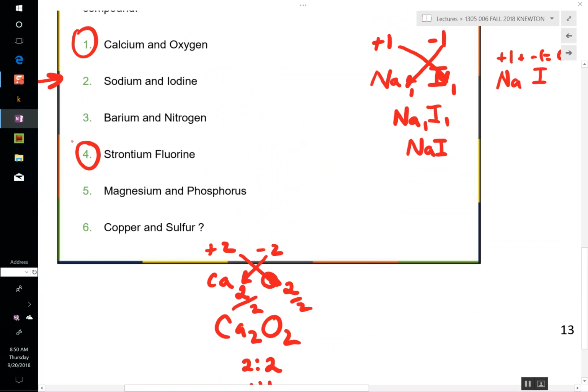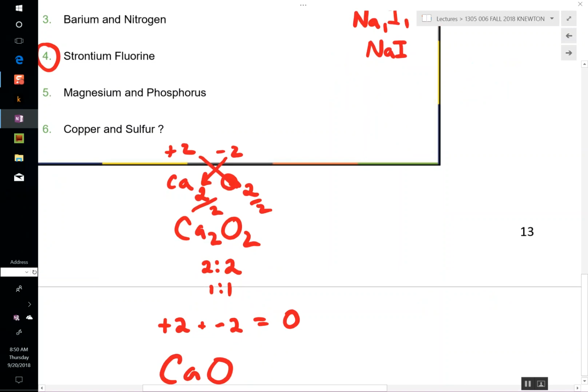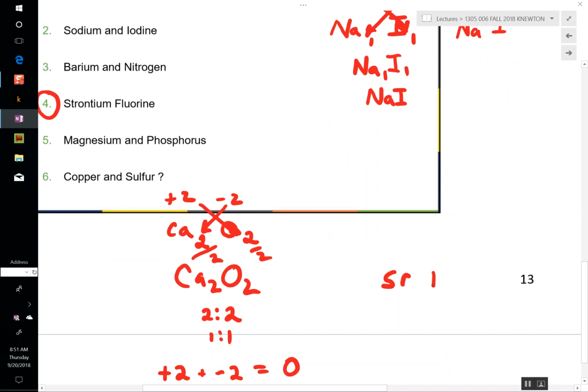Okay, let's do this one, number 4, strontium and fluorine. Strontium and fluorine. What's the charge on strontium? Plus 2. Let me get this in a place where I've got a page number over here. Strontium plus 2, fluorine minus 1. If I cross these, I get SrF2.